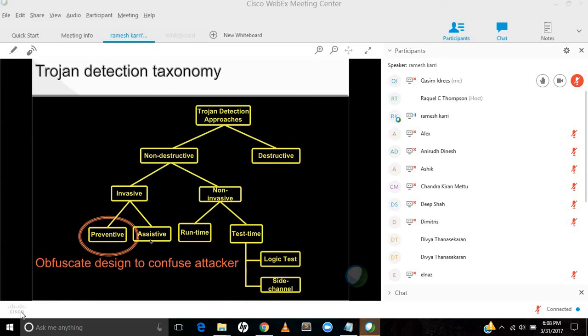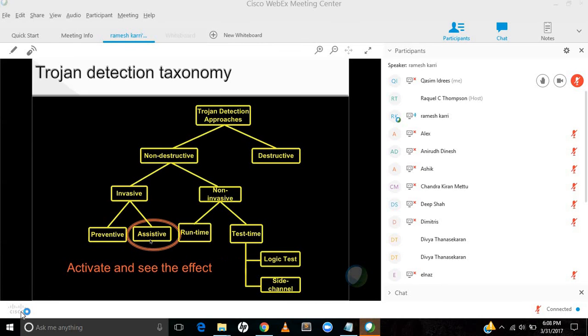Then there is prevention. This is where we talked about logic encryption and camouflaging. If the attacker does not understand the design, he would not be comfortable inserting something malicious in it. So that's where obfuscation technology, logic encryption, and camouflaging all come into play.